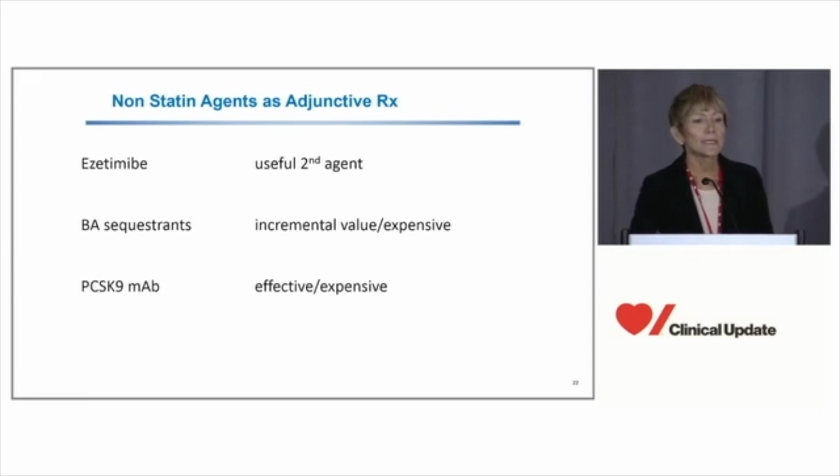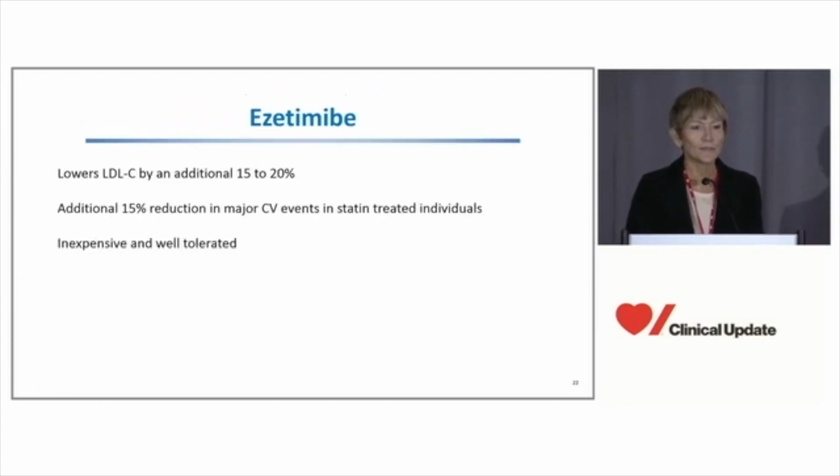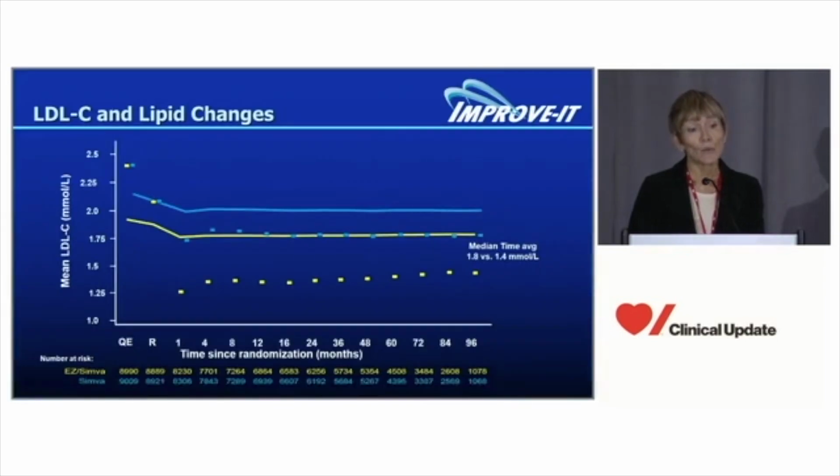So what about non-statin agents? Ezetimibe, useful second agent, bile acid sequestrants. You know, there's a little bit of a niche there. They're relatively expensive for what they do. And then PCSK9 inhibitors. So ezetimibe lowers LDL by another 15 to 20%. There should be a 10% reduction in major CV events in statin-treated individuals. It's inexpensive and really well tolerated.